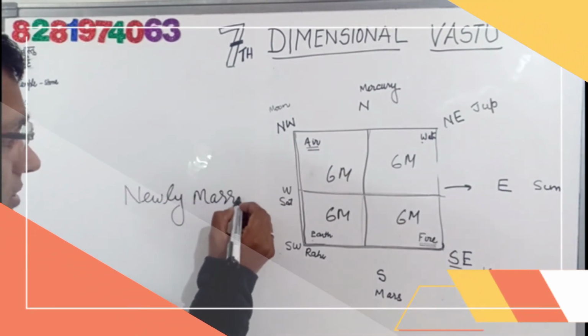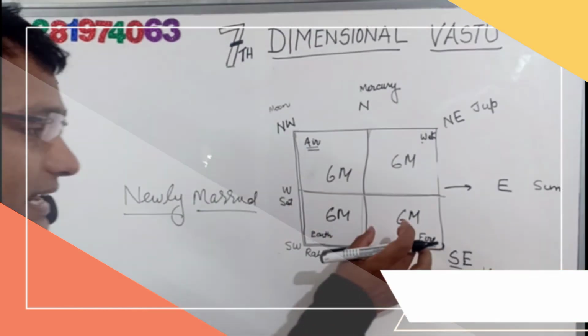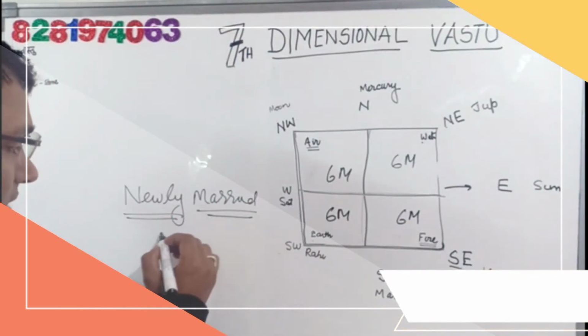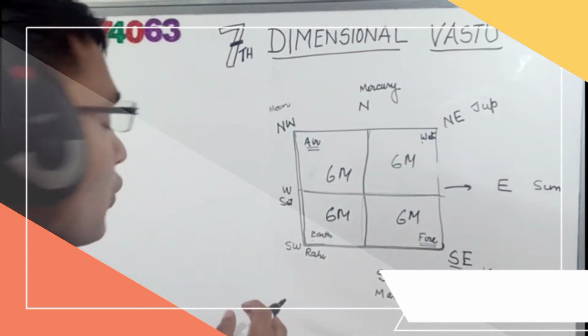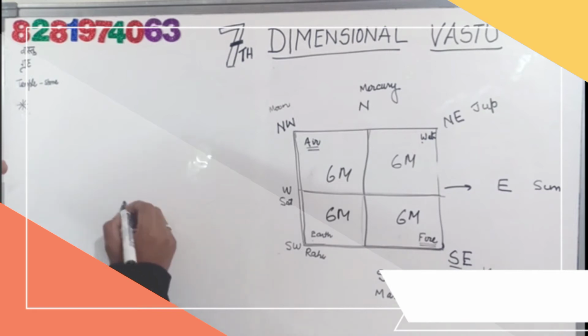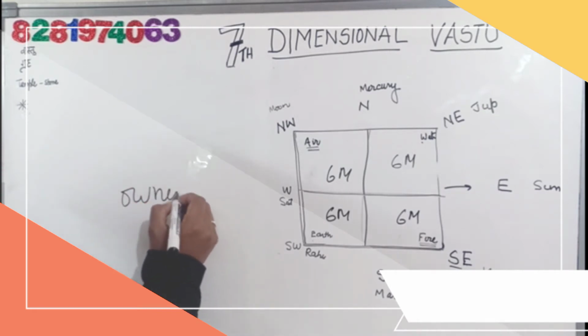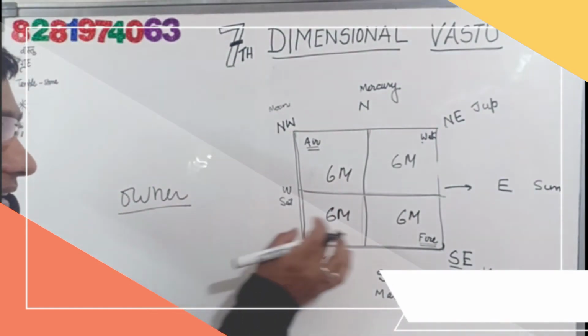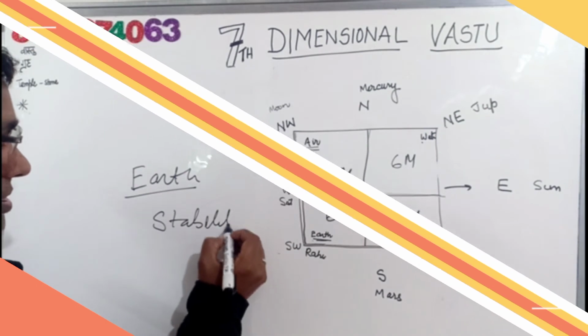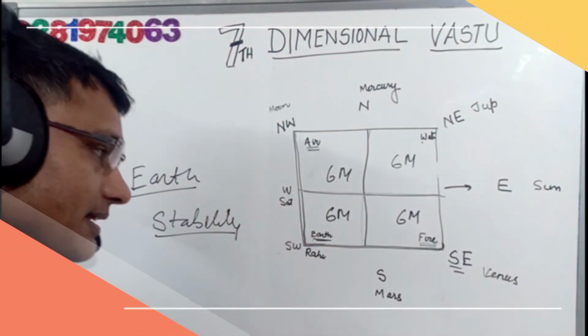this corner is good for the newly married. Why is the fire element good for newly married people? But somebody who is the owner of the house and doesn't want to be in an excited mode can live here. This is the earth element, which is stability. Your thought will be more stable here.